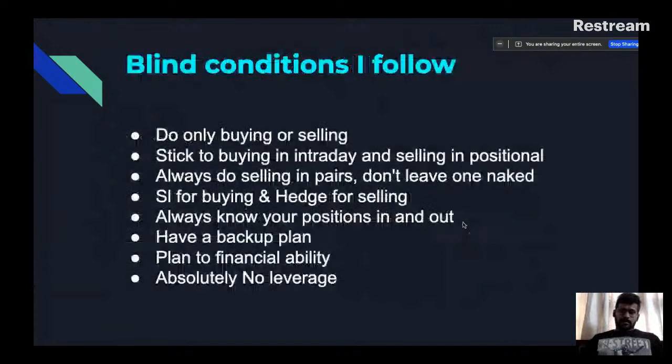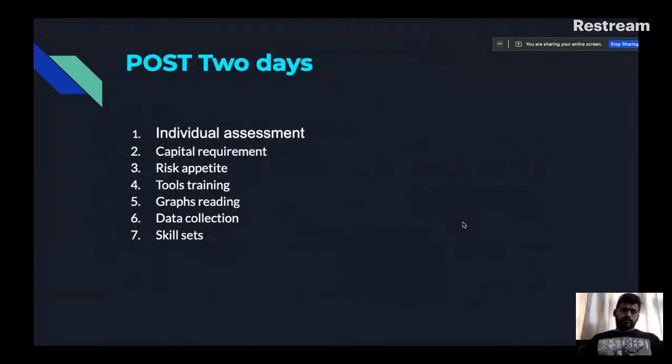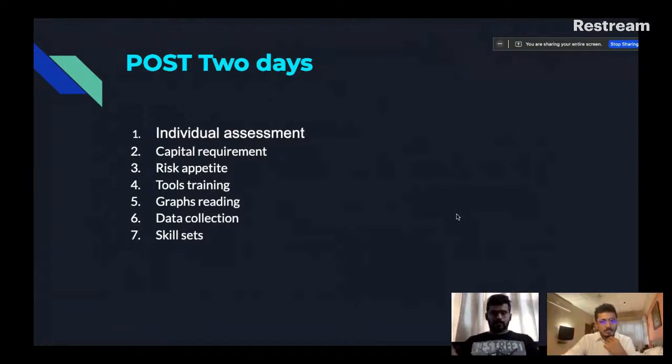Later on, after the first 2 days, we'll do individual assessment of capital requirement and your risk appetite. We need to assess a little bit to tell you the right strategy which works for you. If you're a working professional, some strategies work for you, and if you're a full-time trader, other strategies work for you. It depends on a lot of assessment and other things which we need to know before we can tell you. So this is going to be the flow. Today we just want to give you a little bit of a gist of everything.